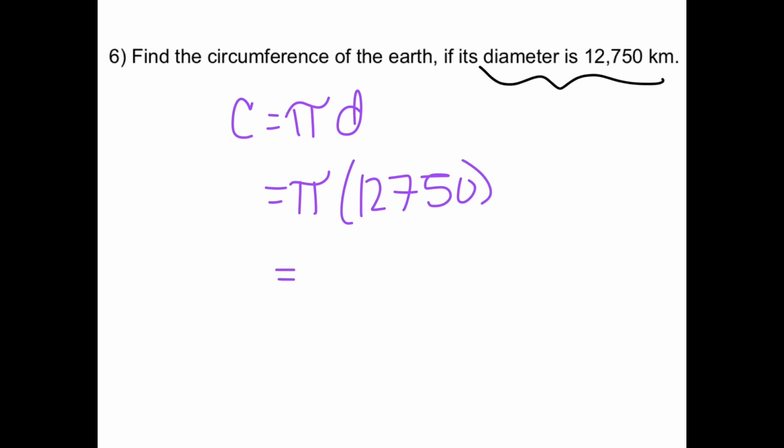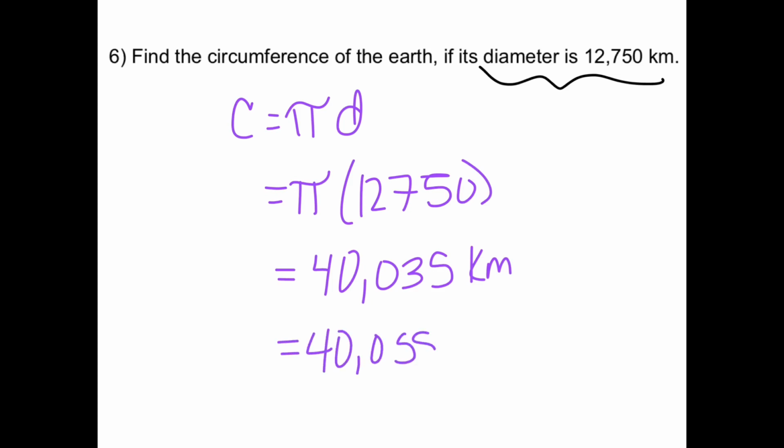Using 3.14, you actually get a very even 40,035 kilometers. If you use the pi symbol, it's 40,055.31 kilometers. So this ends up being quite a bit further off by about 20 kilometers.